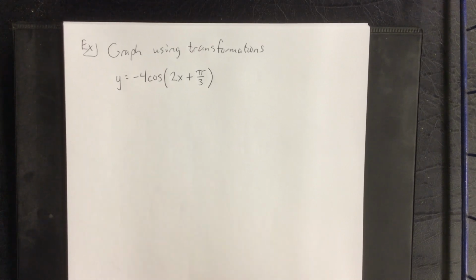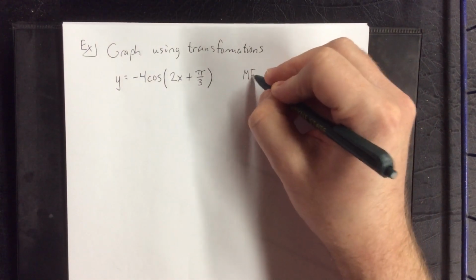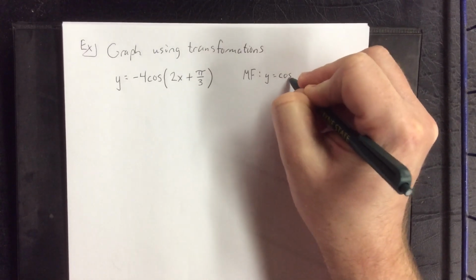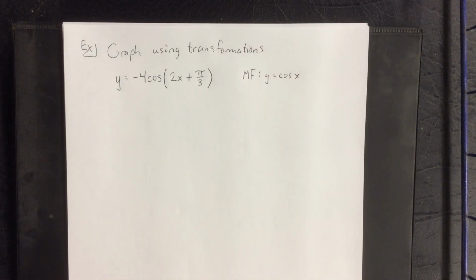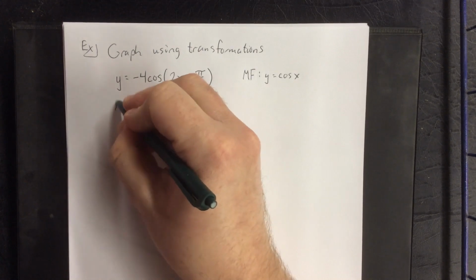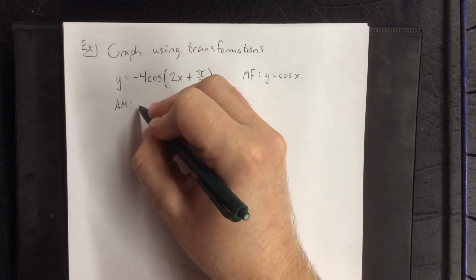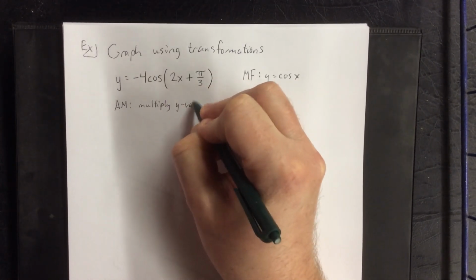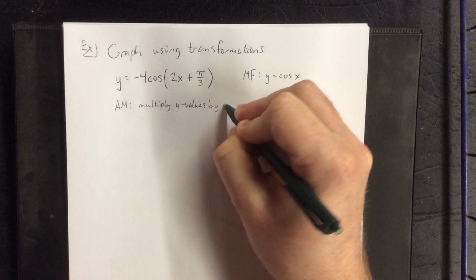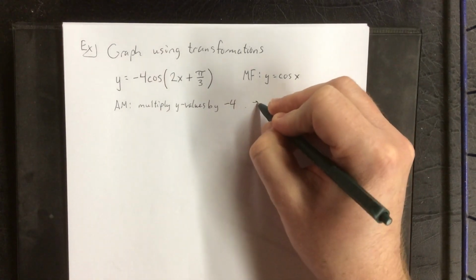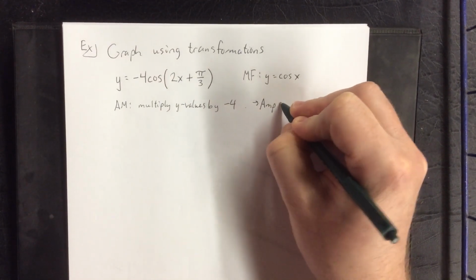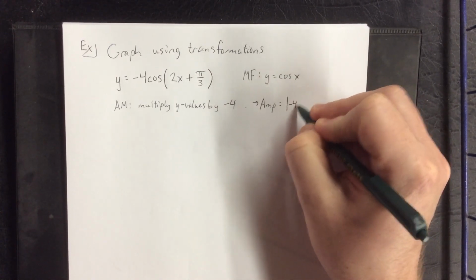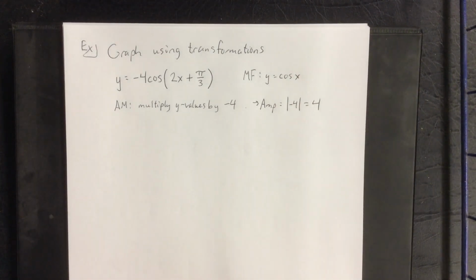Graph using transformations, we have y equals negative 4 times the cosine of 2x plus pi over 3. So let's actually note the mother function first this time. It is y equals the cosine of x. After that, for our amplitude modulation, we are going to multiply the y values by negative 4. This also lets us know that our amplitude is going to be equal to the absolute value of negative 4, which is positive 4.